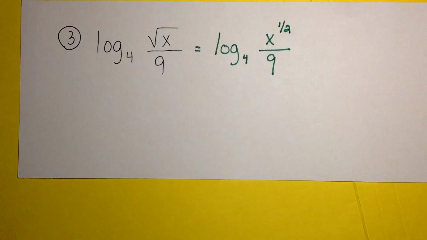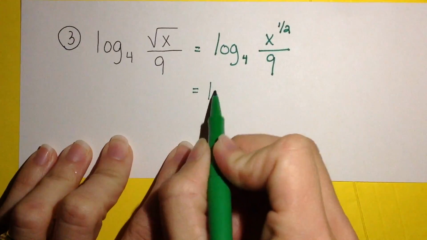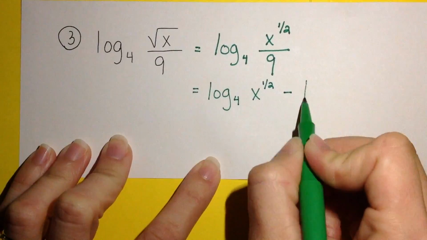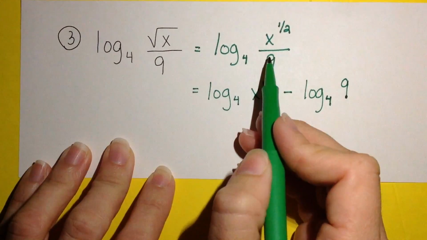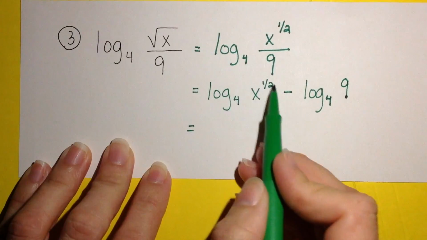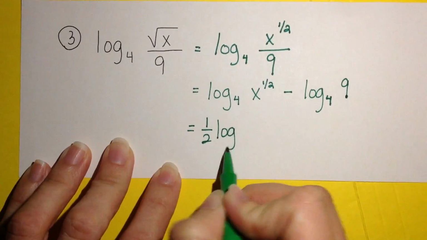Now that I've rewritten it, I look to see which of the properties I can apply. This one's similar to the one I just finished because I have the fraction, the division, and also the exponent. So my first step needs to be to take care of the division. I would have log base 4 of x to the 1/2 power minus log base 4 of 9. The fact that I'm splitting up the fraction tells me to use subtraction between the two terms. And then last, this argument has the power, so you bring the power and put it in front of the log and multiply it.